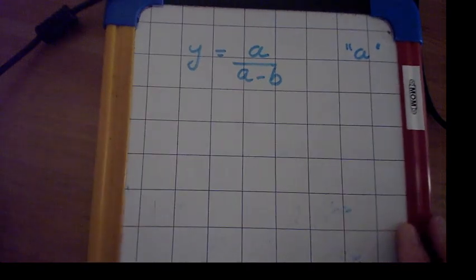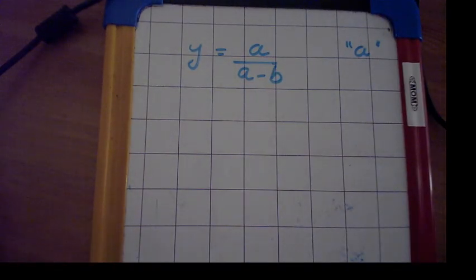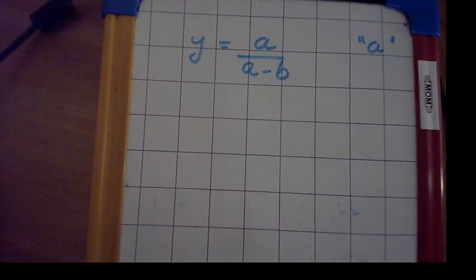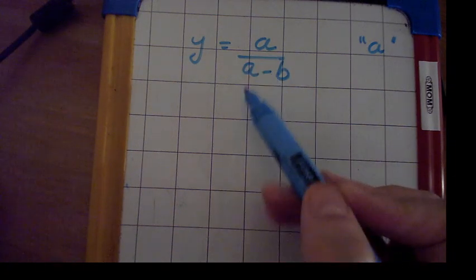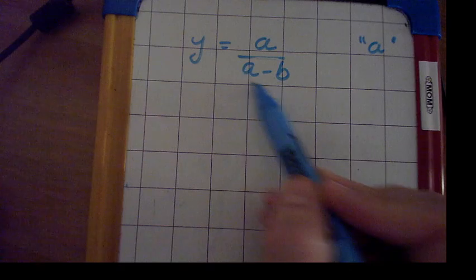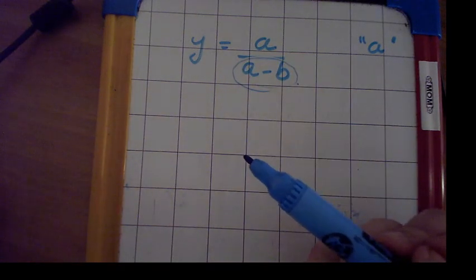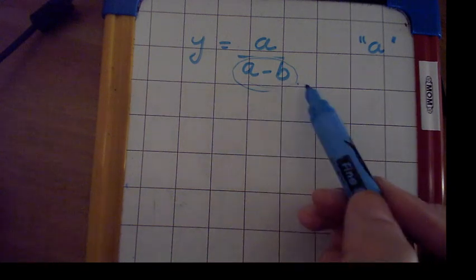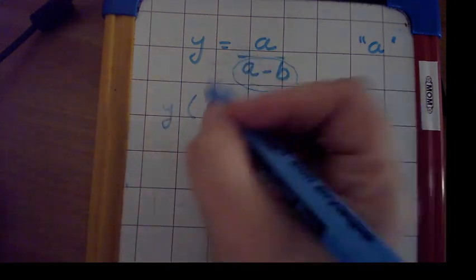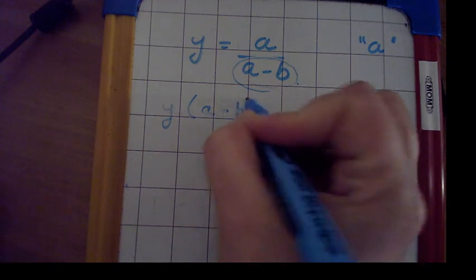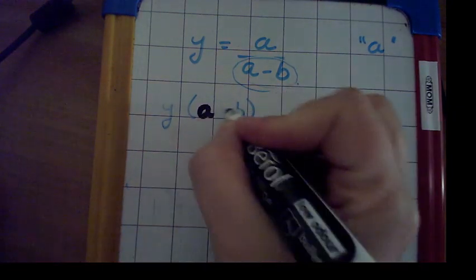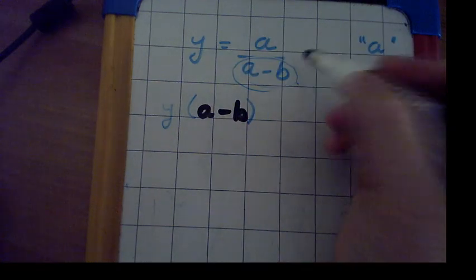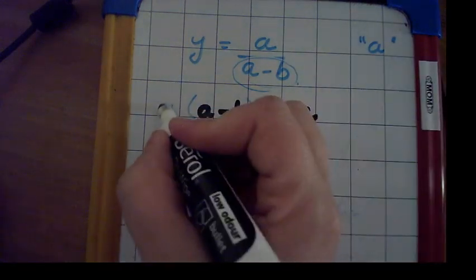Slight problem here. We've got two a's. Not only that, we've got a pesky divide. So remember how to get rid of something if we're dividing. The opposite to divide is multiply. So what I'm going to do is multiply this bit here to both sides. So if I times y by a minus b, the most sensible way to write it is y bracket a minus b. Now I'm going to do the same to the other side. Apologies for the pen, I'm just going to change it over. If I times this side by a minus b, it just becomes a. The a minus b cancels.